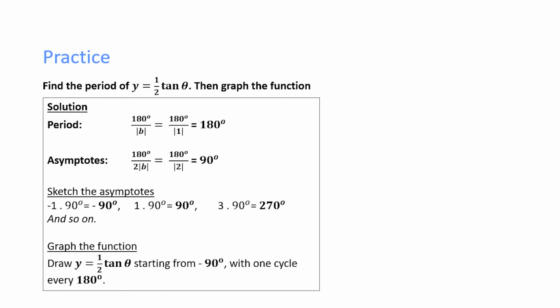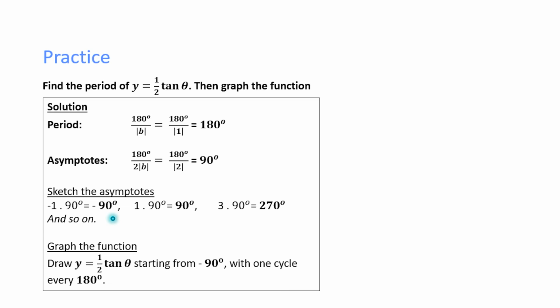Okay, so in this case, the period is 180 degrees divided by the absolute value of 1. Remember that for y equals 1/2 tan 1 theta, the value of B is going to be 1, so that's 180 degrees. The asymptotes are at 180 degrees divided by 2 times the absolute value of B, which is 90 degrees. Asymptotes are at minus 90 degrees, plus 90, add 180 onto 90 gets 270, and so on.